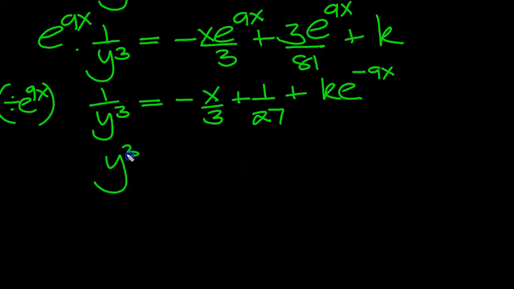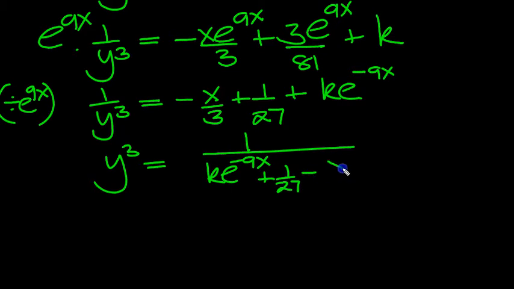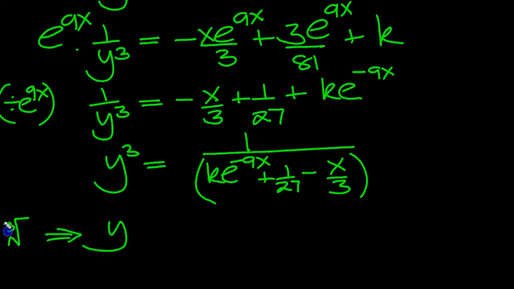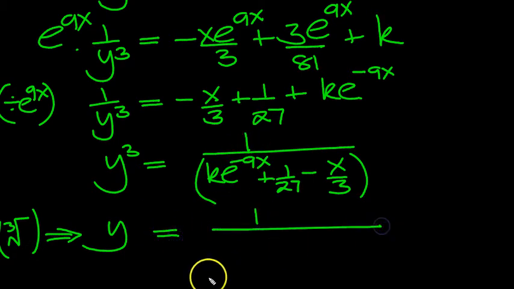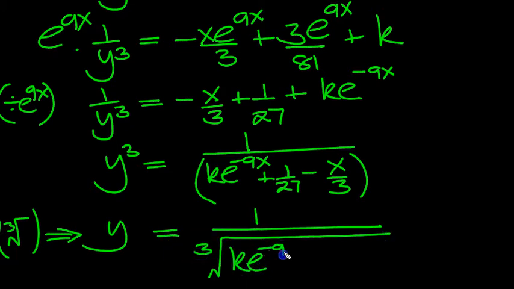Invert it then, so y cubed will equal 1 over all this stuff here. I'm going to write that term first. Then I'll put the plus 1 over 27 in. And then it's minus x over 3. And put it in a bracket. Because now we're going to take the cube root. So we're taking the cube root here, both sides. So y will equal, the cube root at the top is just 1. The cube root of the bottom thing, let's put it in. k e to the minus 9x plus 1 over 27 minus x over 3. Cube root of all of that. Okay then.